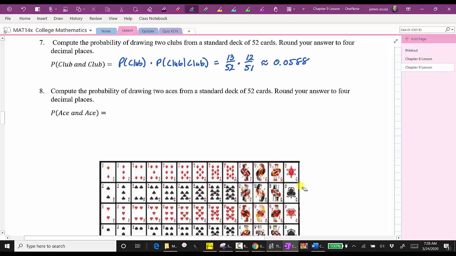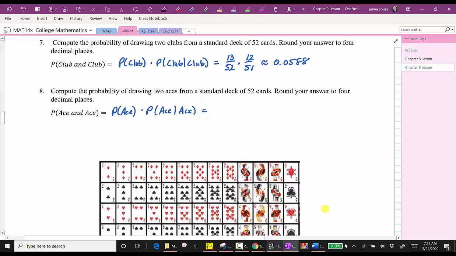For number 8, we want to find the probability of drawing 2 aces from a standard deck of 52 cards, which is the probability of drawing an ace on the first card and an ace on the second card. And the outcome of drawing an ace on the first card does affect the outcome of drawing an ace on the second card. These two events are dependent or not independent, which means the probability of an ace and an ace is equal to the probability of an ace times the probability of an ace on the second card given the first card is an ace.